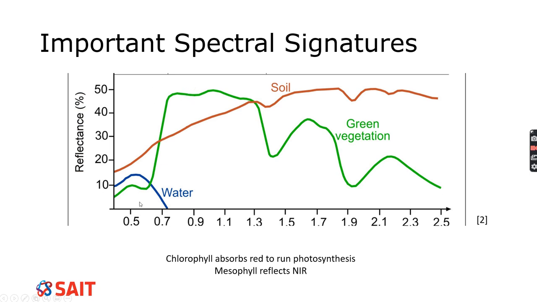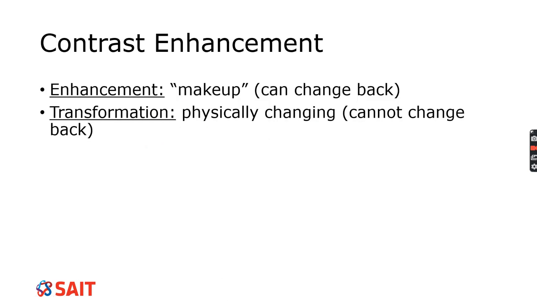So we can see how strong that is. There's a good contrast between the two. And that's going to come up later when we get into transformations. That difference between the red and the near infrared is really important for us to look at health of vegetation and abundance of vegetation.